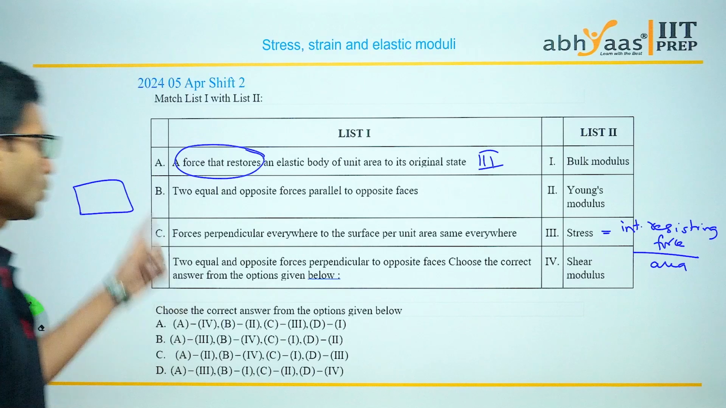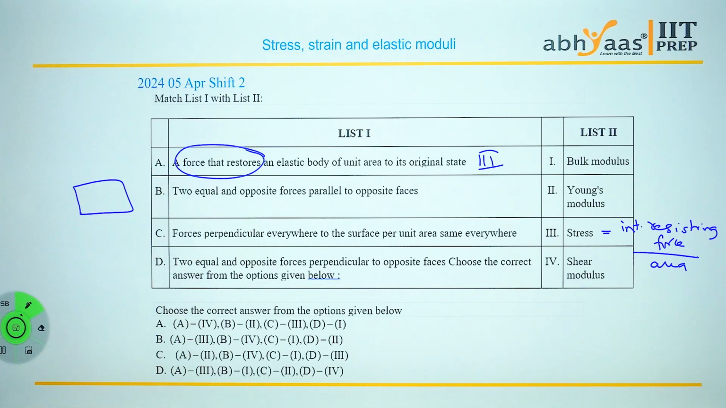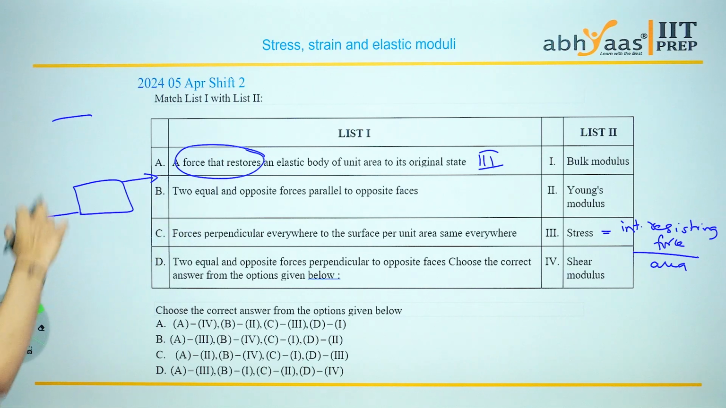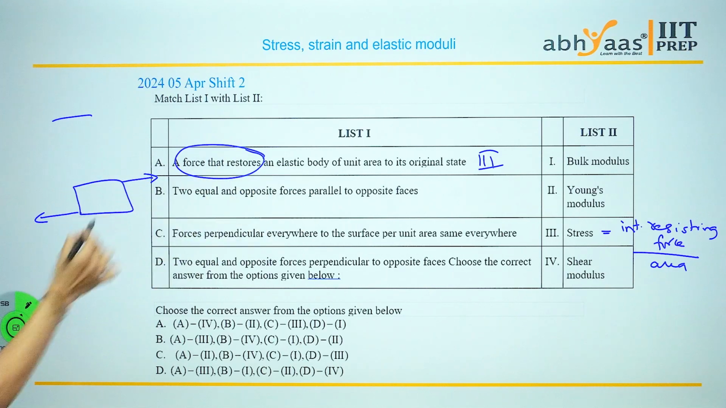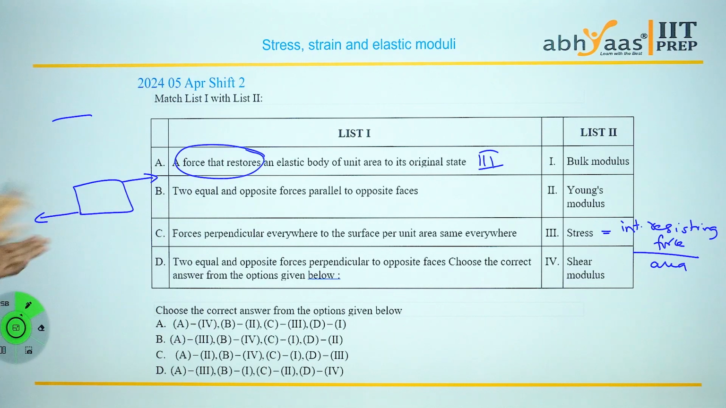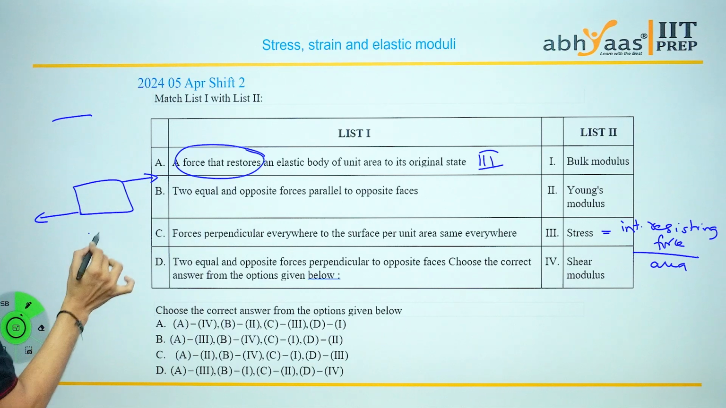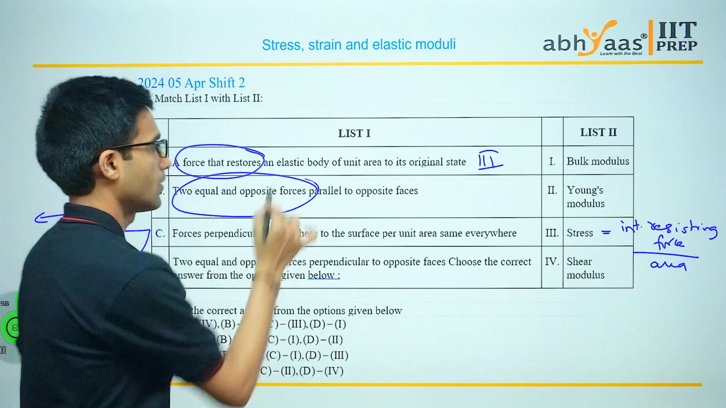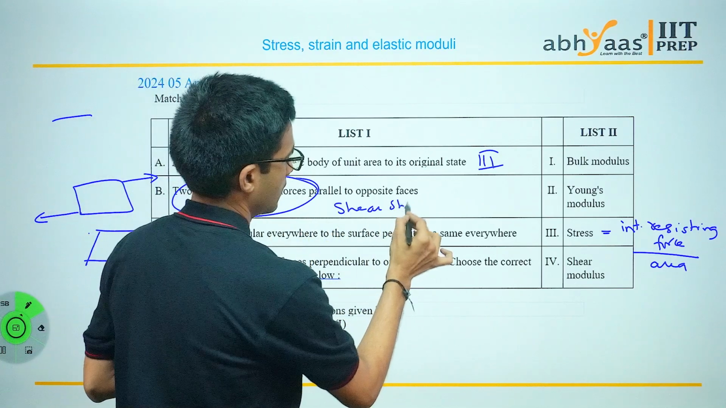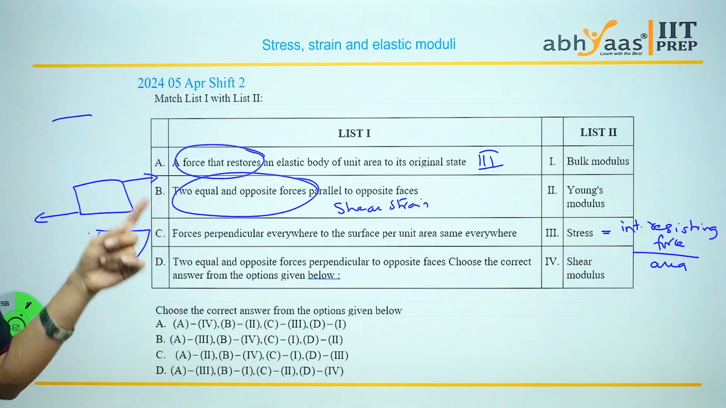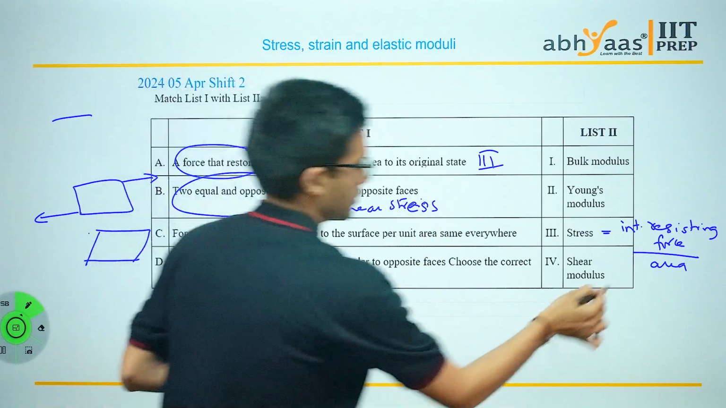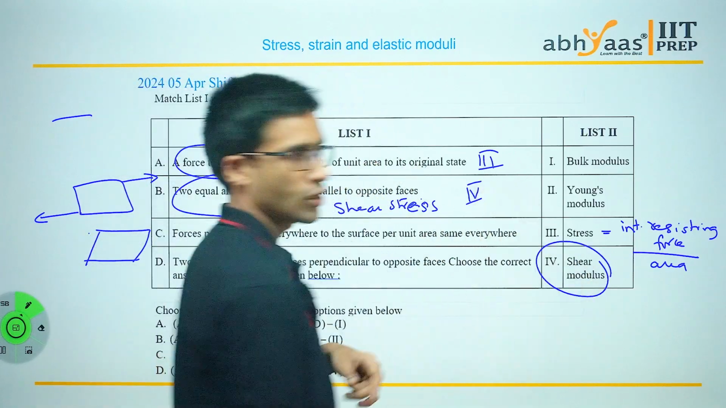Okay. Next, two equal and opposite forces parallel to opposite faces. If you consider this, what happens? I am keeping it like this. If you are pushing here and keeping the bottom one constant, it will move like this. Because of this only, what will you get? Shear strain. Shear stress by shear strain, what will you get? Shear modulus. So it is related to this one.